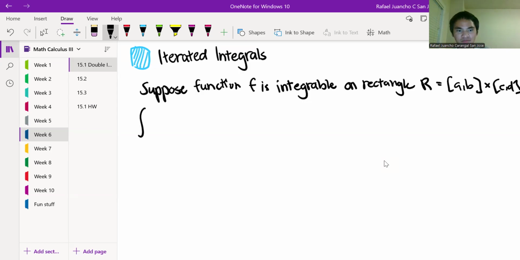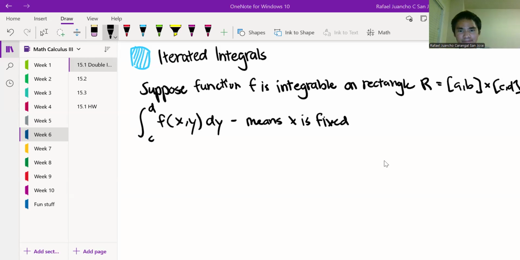And so we have the integral from c to d of our function of two variables. And here what this means is that x is fixed, and f of x, y is integrated with respect to y, from y equals c to y equals d. So here we're saying x is fixed, y is a variable.